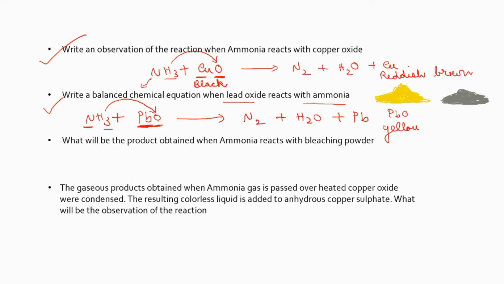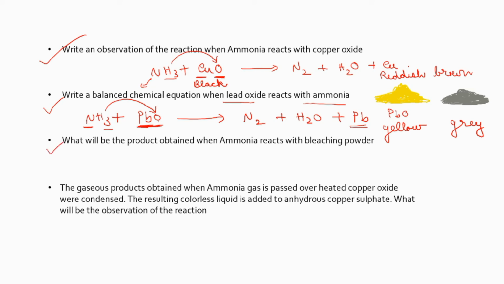If you are passing dry ammonia gas over hot lead oxide, what will happen? It will be turning into metallic lead. Correct, no? So what will be the color of metallic lead? It will be turning gray. You can write the observation like that. So along with the copper oxide ammonia reaction, you can remember this point also. You can just note it down.